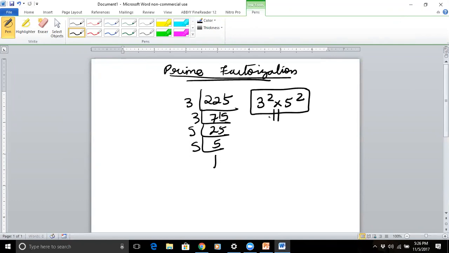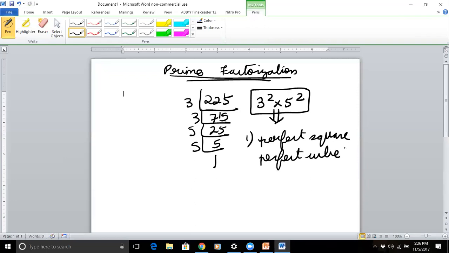Now if you represent any number in terms of its prime factorization, it's going to give you a lot of applications. Now, the two best applications that the GMAT normally would test you on in terms of prime factorization is, prime factorization tells you if a number is a perfect square or a perfect cube.